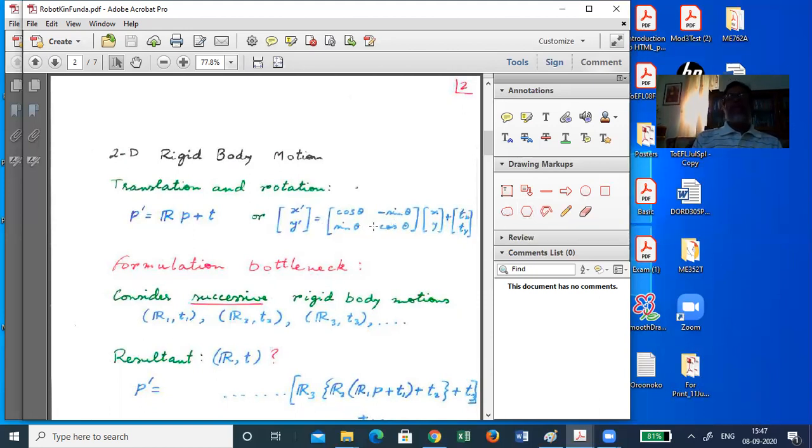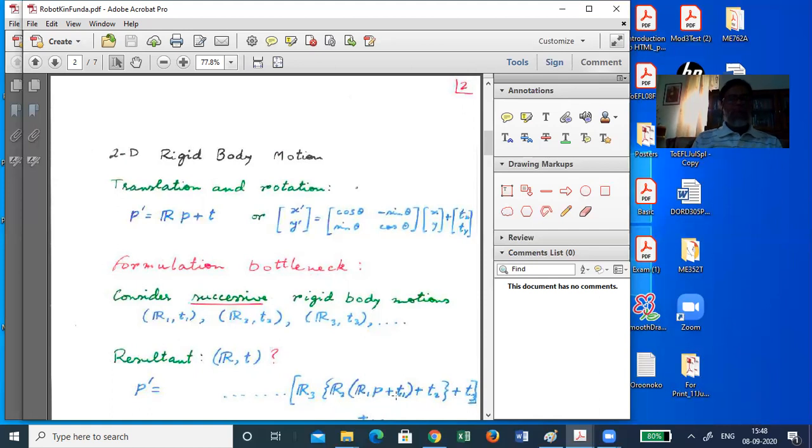Now there is a formulation bottleneck. For example, consider successive rigid body motions. First, this rigid body motion, this rotation, this translation. So you take a body and rotate it, translate it, then rotate it, translate it, and so on. So this is the first rigid body motion, this is the second, this is the third. How will you work out the final one? For that, you will need to implement this on P, R1P plus T1. That is the resulting point after the first rigid body motion.